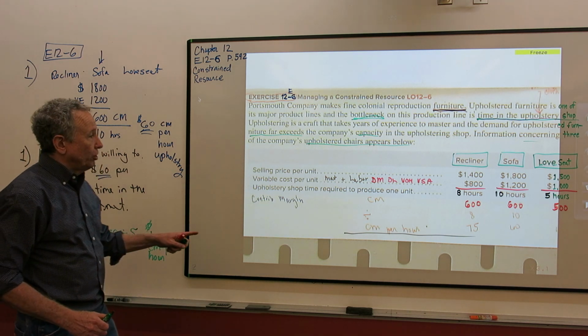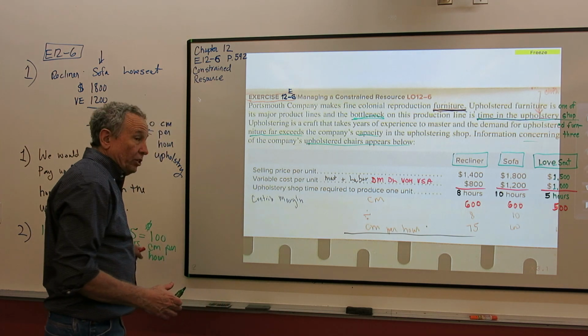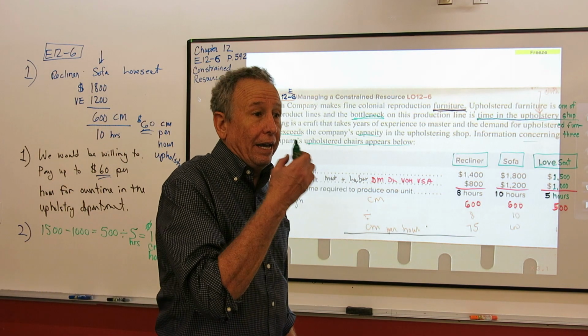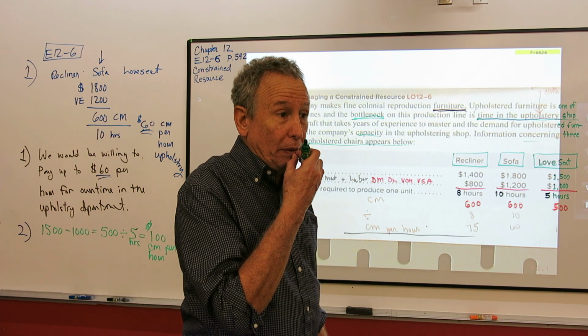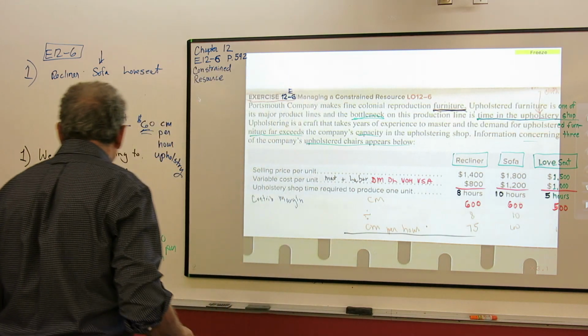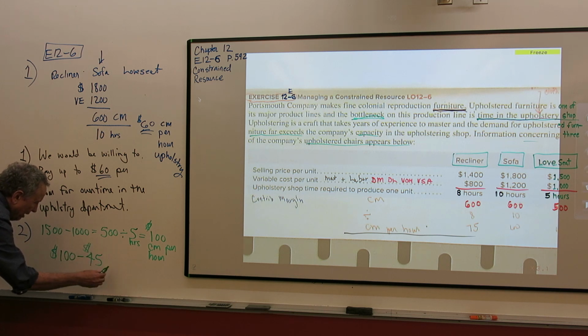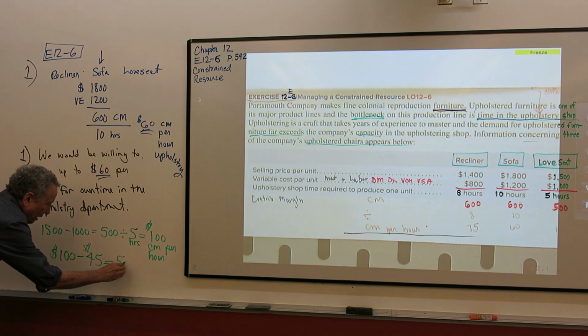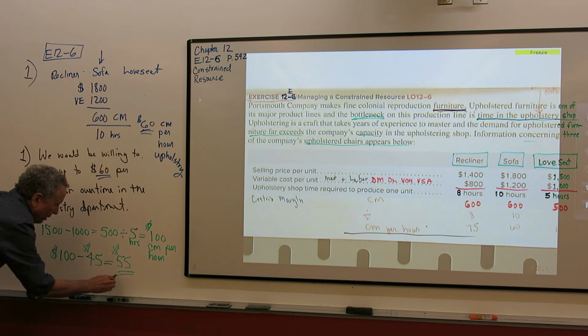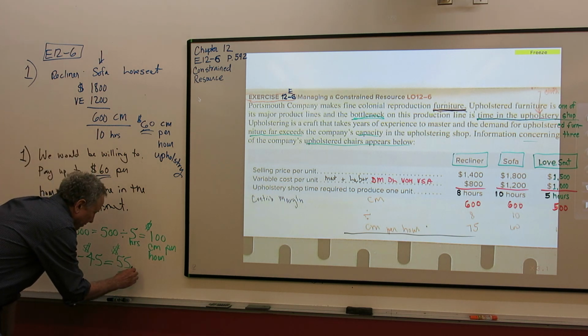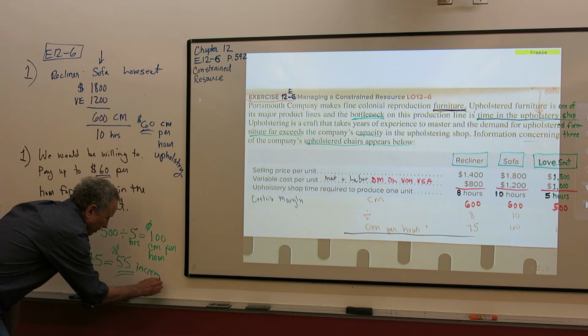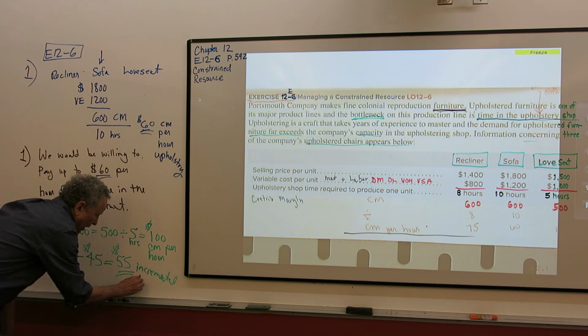All right, now they've approached us and said, you're not going to upholster it anymore. You're going to send it down the street to be upholstered somewhere else. Well, if you do that, let's say I make $100 on this every hour, and if I spend $45 having them upholster it, I will make $55 per hour. So the answer is you will have $55 of incremental contribution margin.